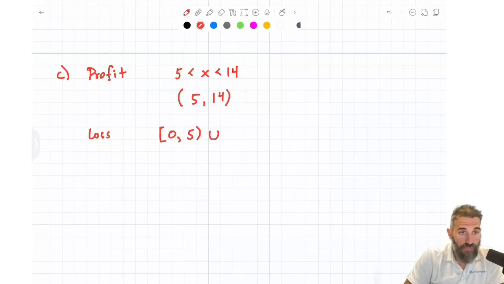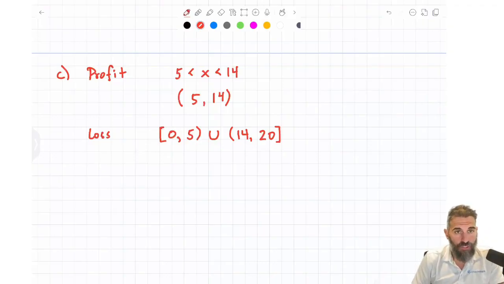Union. So that's just to combine two intervals that are not adjacent, that are not touching. From 14 to 20. That would be your interval form.